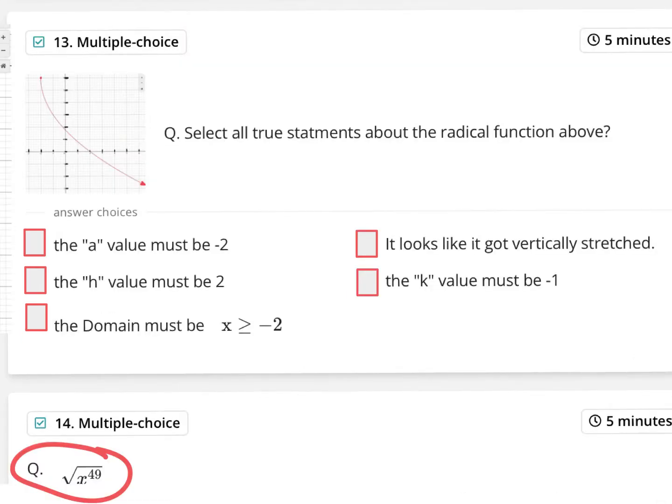Question 13. They want us to select all the true statements given this graph. Of course, you should zoom in on it to get a better visual. We might zoom in on it in a bit, but right now let's just start reading. The a value must be negative 2.